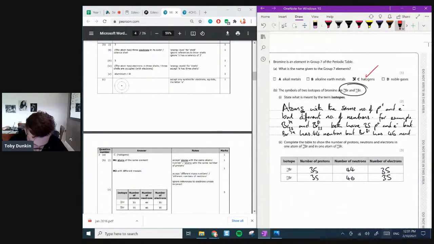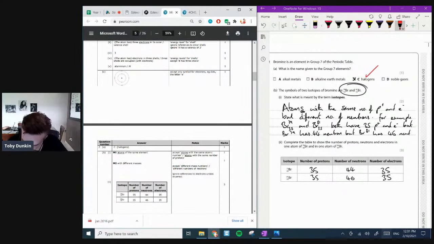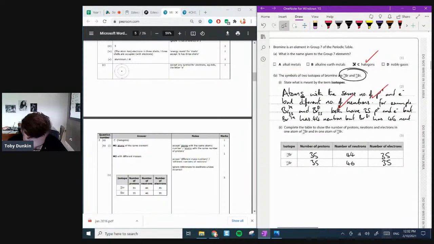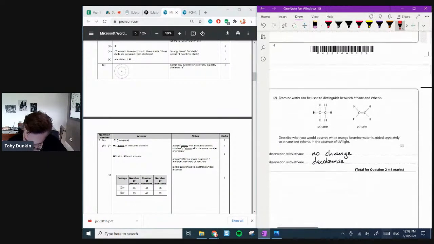Halogen. Atoms of the same element with different masses, the same atomic number, the same number of protons, but different mass. Ignore reference to electrons unless incorrect. Different numbers of neutrons, that's correct. Same number of protons and electrons, different number of neutrons. Next, 35, 35, 46, 44, done. 3 marks there, thank you very much.